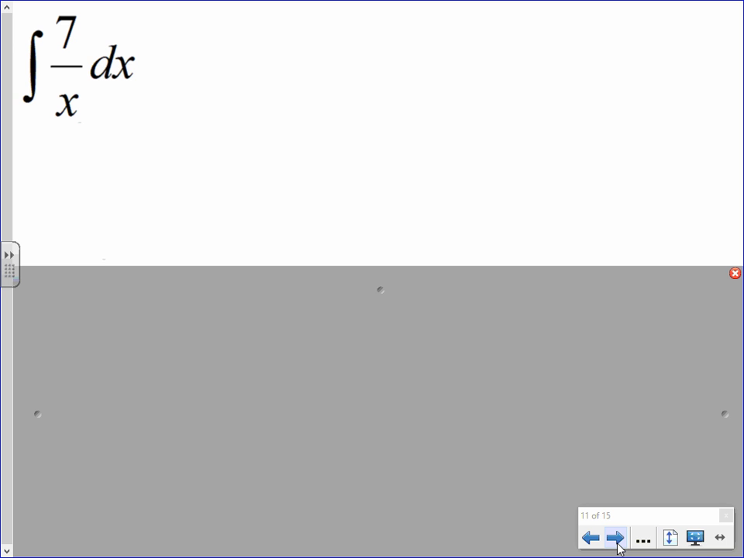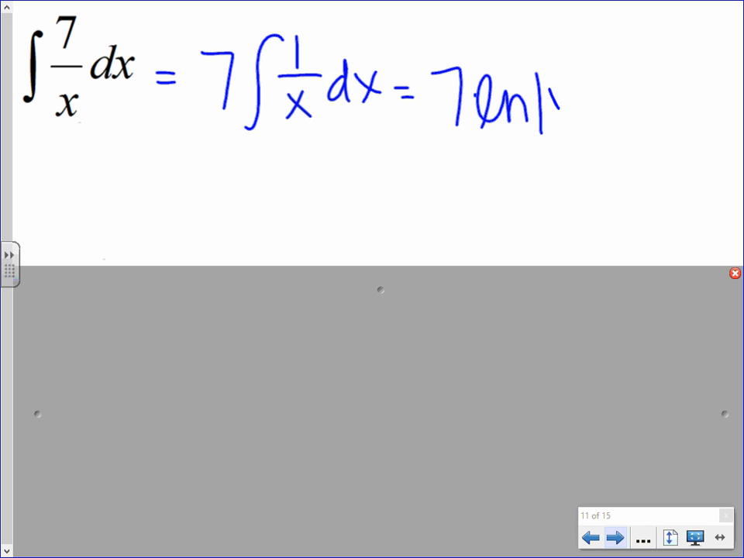This is an instance where I would not mind rewriting it by bringing the 7 outside, and so then you can see we have 1 over x dx. You see that? Okay. And then we can consider, we have 7 times the integral of 1 over x dx, which we decided was the natural log of the absolute value of x plus c.